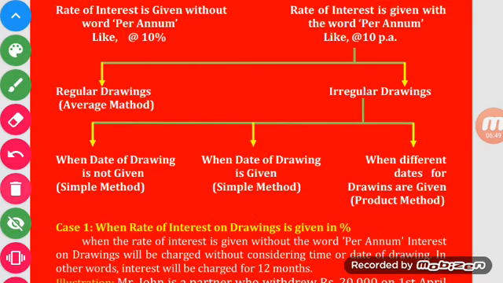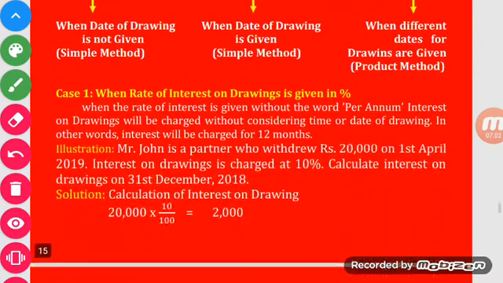How to calculate interest on drawings by using these three methods in different situations, we will discuss here. So here we will discuss case first. Case first: when the rate of interest on drawings is given in percentage without the words per annum.